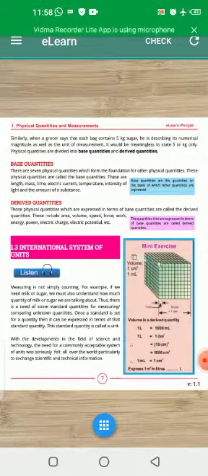Number 2 is derived quantities. So the derived quantities are the quantities which are expressed on the basis of base quantities, जिन्हें हम बेस क्वांटिटी की मदद से एक्सप्रेस करते हैं, बताते हैं, उन्हें कहते हैं derived quantities.